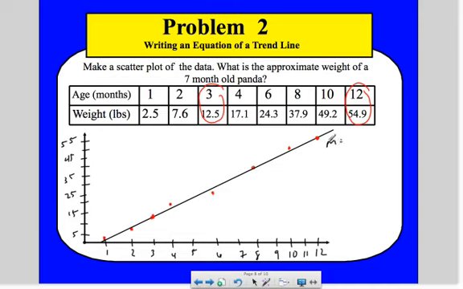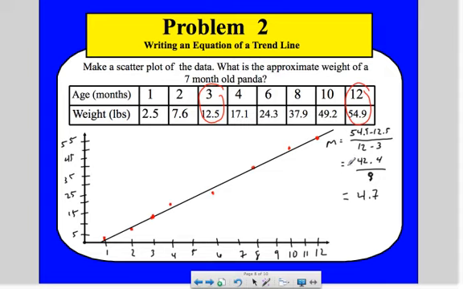So our slope we're going to find by taking 54.9 minus 12.5. We're going to put that over the 12 minus the 3. Okay, and we're going to get 42.4 over 9. So we have 42.4 over 9, which is going to give us approximately 4.7 as our slope. Okay, 4.7 as our slope.